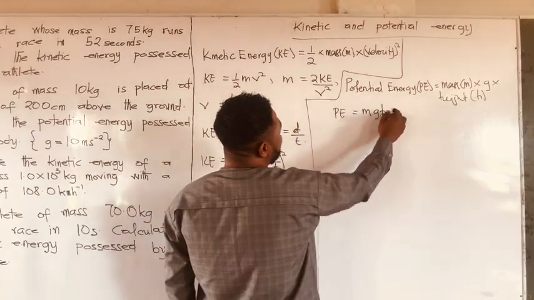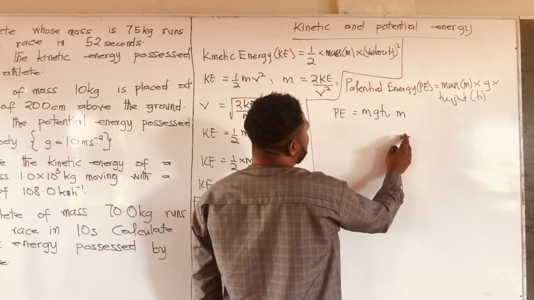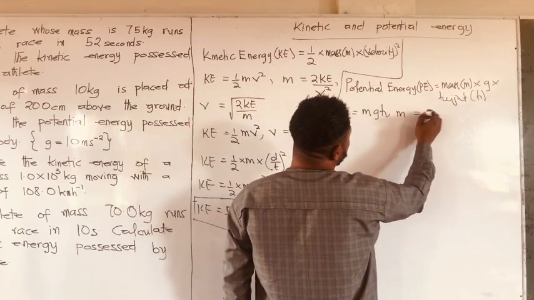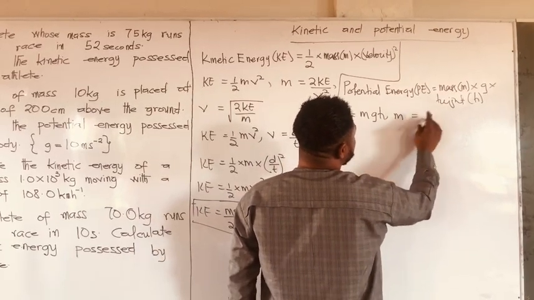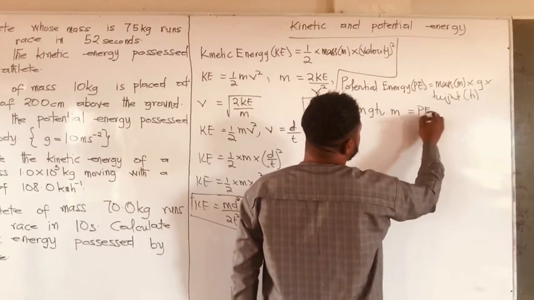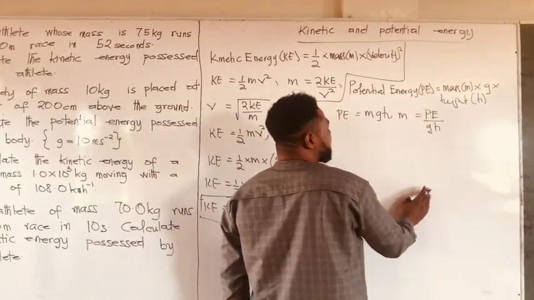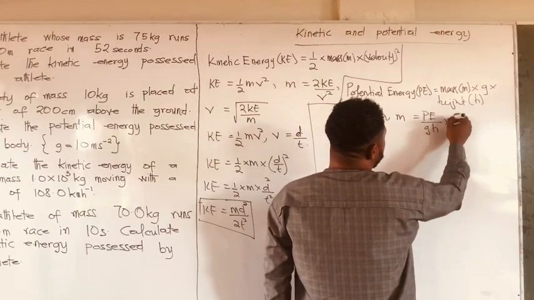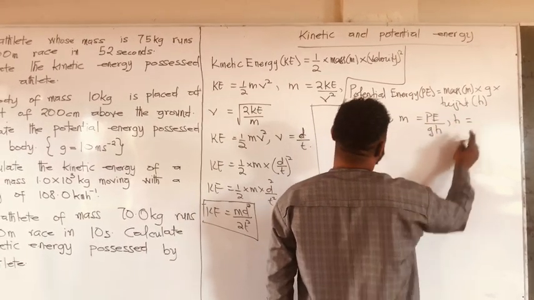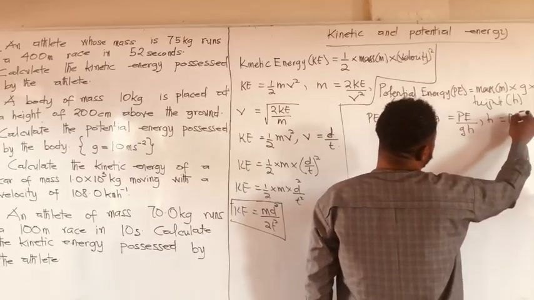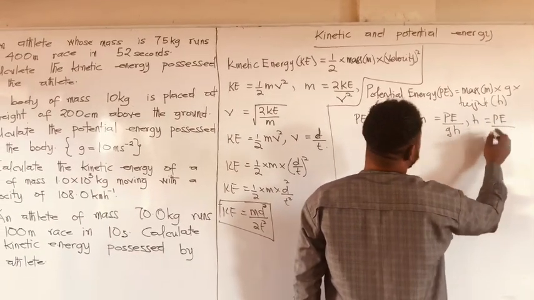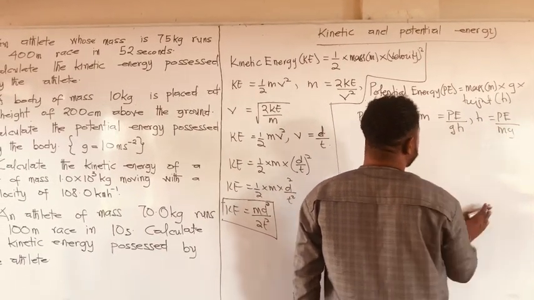And again, we can be asked to find mass. So the mass will be equal to potential energy divided by gravity times H. And also, we can be asked to find the height. So the height will be equal to potential energy divided by mass times gravity.